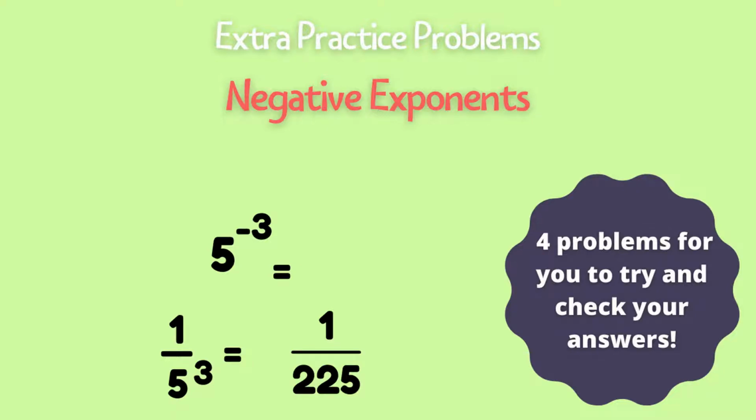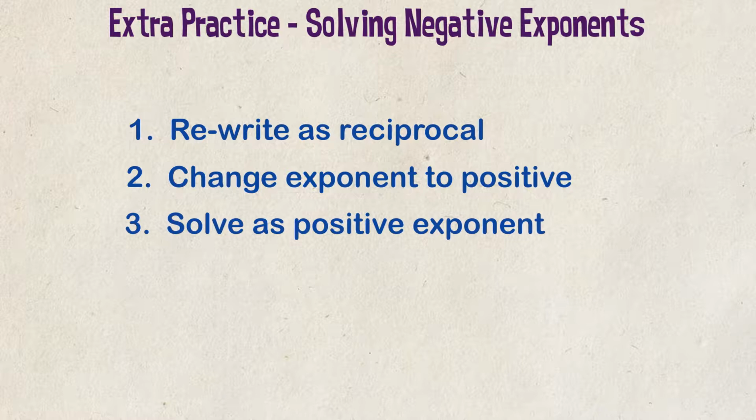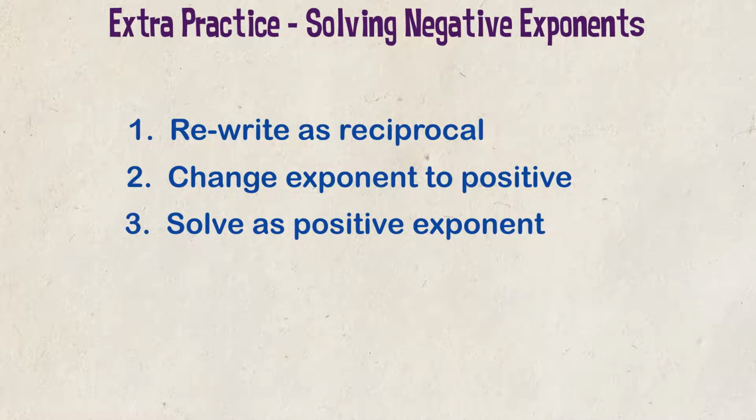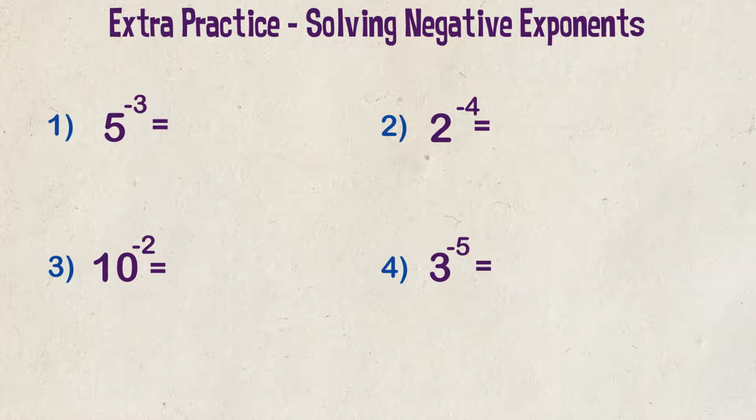Today's video is going to show you 4 practice problems for solving negative exponents to see if you've mastered the concept. If you remember, when we solve for negative exponents, we follow 3 steps. Those 3 steps are: rewrite your number into its reciprocal, flip it, change the exponent from negative to positive, and solve as you would a positive exponent. Here are the 4 problems. Try them for yourself, pause the video, and then unpause when you're ready to see if your answers match mine.